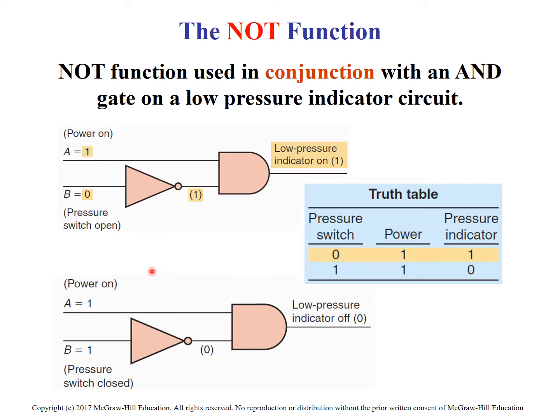The symbol for the NOT is the triangle with a dot in it. And quite often you'll see that same dot in signals, like when they combine a NOT and an AND, or a NOT and an OR into one command. But this truly is the symbol for it.